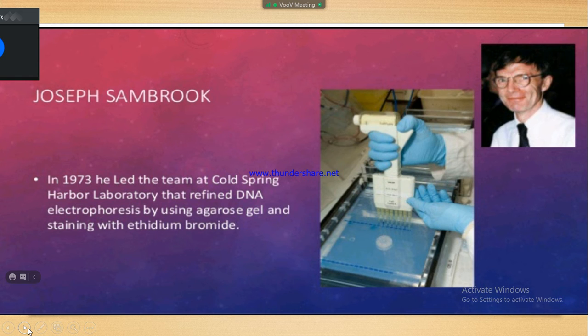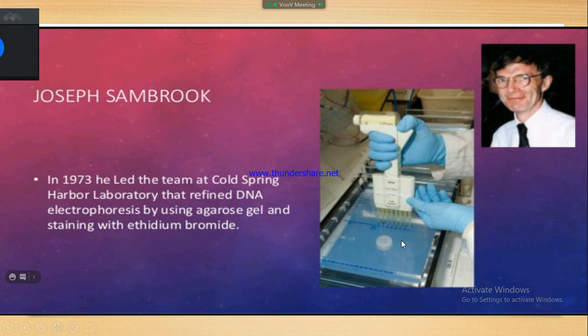Joseph Sambrook, in 1973, led the team at Cold Spring Harbor. He purified DNA and analysed it by electrophoresis, using agarose gel and staining with ethidium bromide. This is the agarose gel. Here are DNA samples 1 to 8. We load them into these wells, and the DNA samples run in this direction.